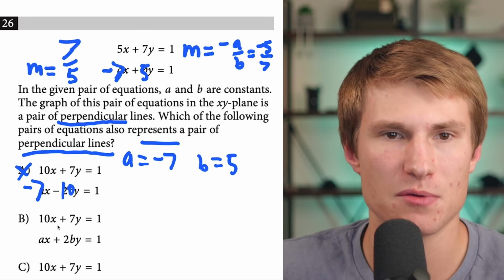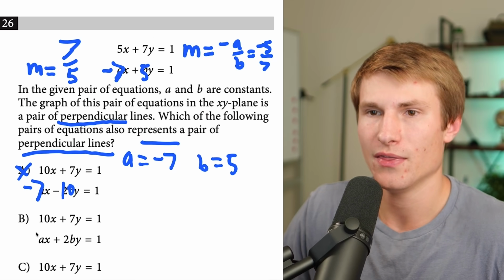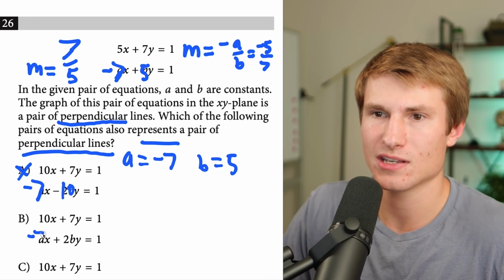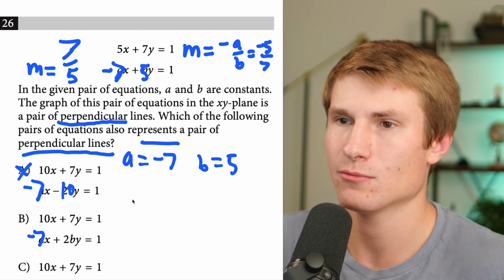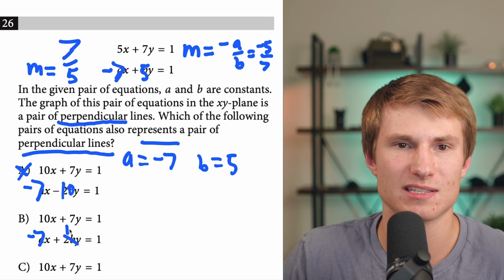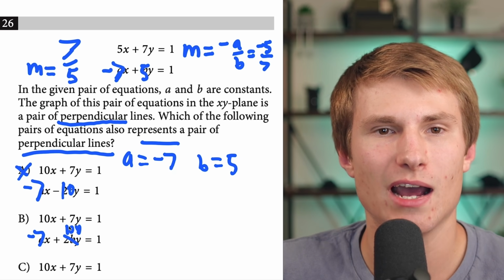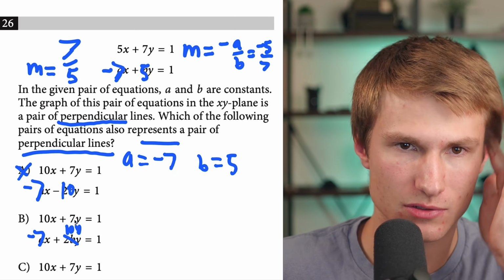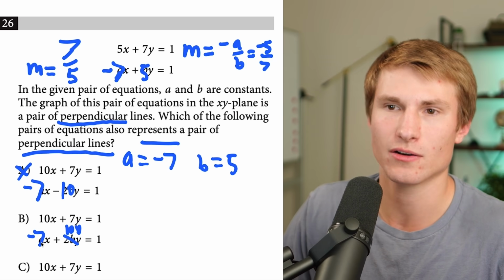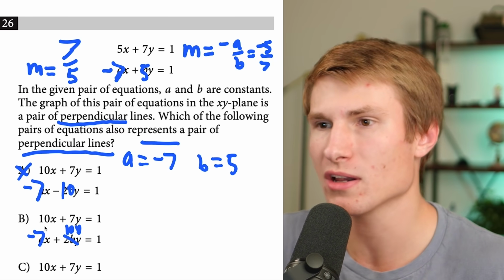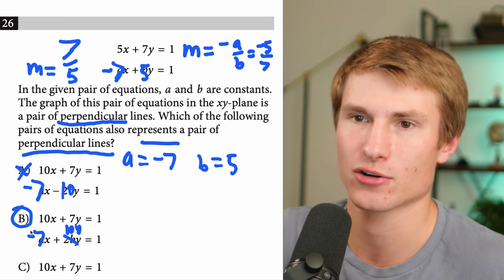And then we look at B, we've got 10x plus 7y. And then down here, we know that our A value is -7. So once again, we're changing the sign. That looks good. And then we got plus 2 times B. We know B is 5, so that's going to end up giving us plus 10y, right? And now we see that the coefficient that was in front of x is now in front of y, the coefficient that was in front of y is now in front of x, and we only changed one of the signs, so that means that B has to be our correct answer.